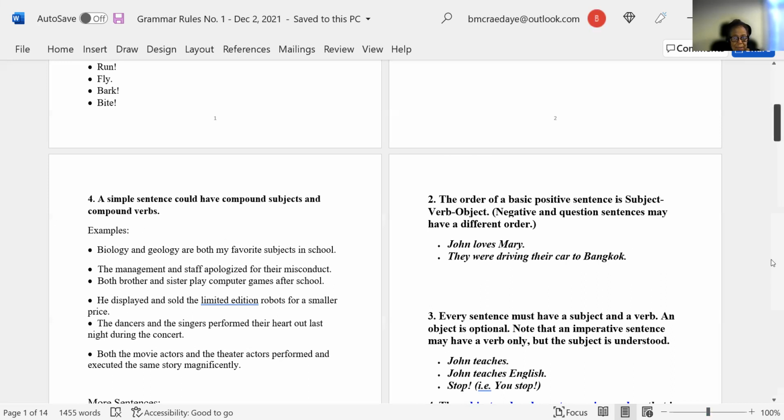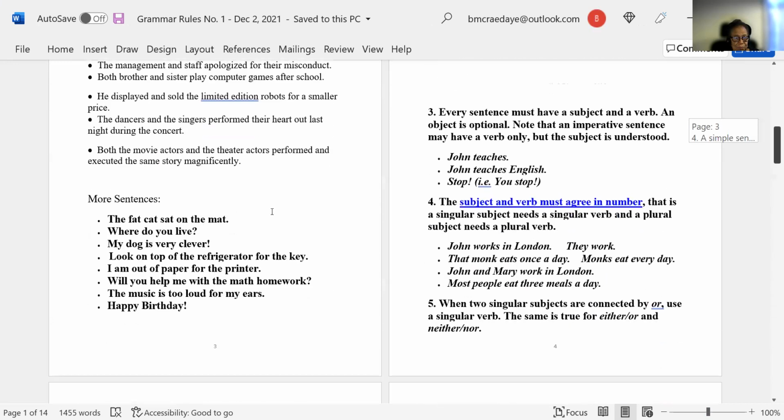All right, now let's look at some more. I think we have some more sentence examples here. Here's some more sentences. The fat cat sat on the mat. Okay, so the subject is the fat cat. What did he do? He sat. The object that he sat on is the mat. So that's the object. Where do you live? The subject is you. Okay, and live is the verb. You live where? The object is really coming first.